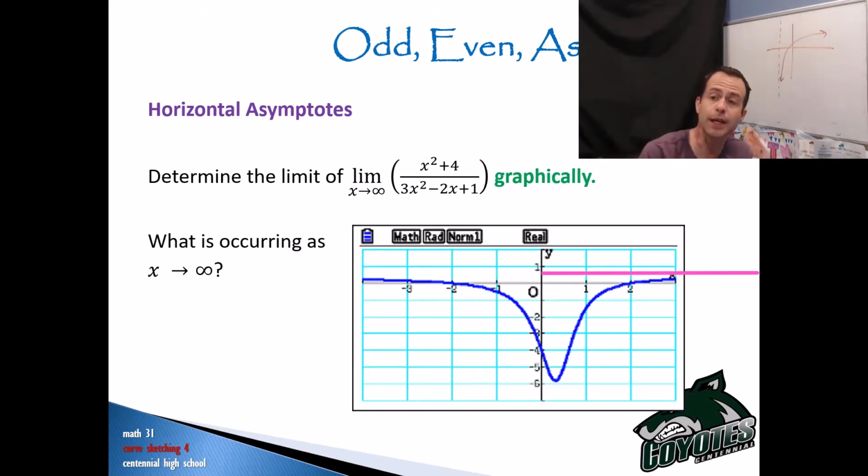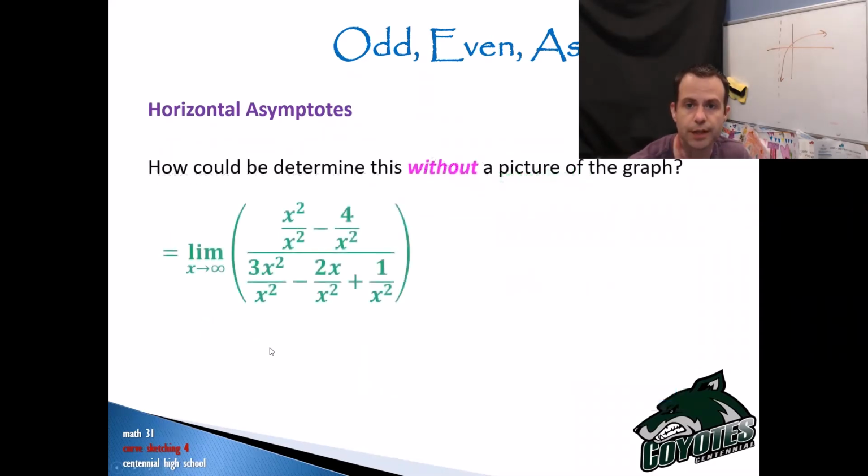But the algebraic calculus way we will do it is to divide all of my terms by x squared, because x squared is the highest power that I see in the denominator. Okay, so let's go ahead and do that. We're dividing everything by x squared.